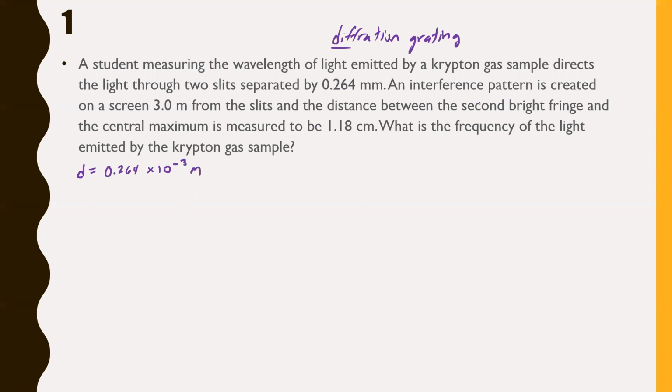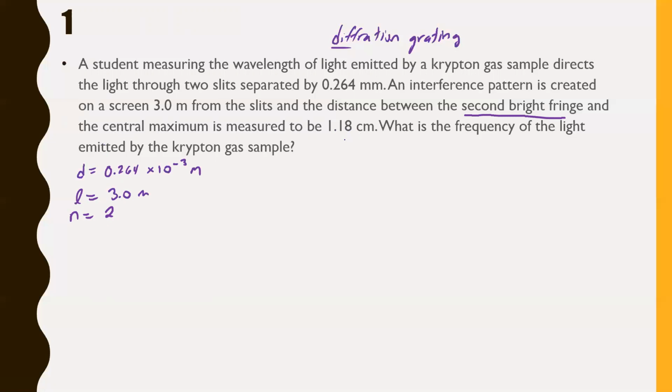Next one, the interference pattern is created on a screen this far away. I just always remember that as being L. I'm not really sure why I've always found that one so easy. L is the distance from one screen to the other, the length between the screens. I just always found that one a little easier to understand. The distance between the second bright fringe. Ooh, there we go, second bright fringe. That means N is going to be 2 because this is the second one. It is measured to be 1.18 centimeters.